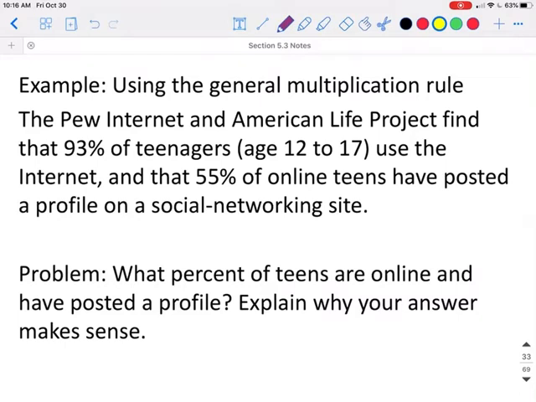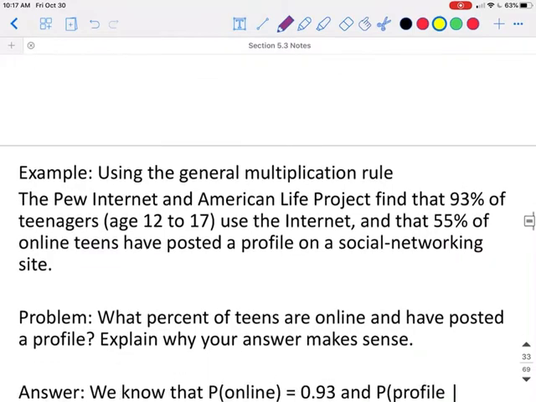So the Pew Internet and American Life Project finds that 93% of teenagers who are ages 12 to 17 use the internet, and that 55% of online teens have posted a profile on a social networking site. What percent of teens are online and have posted a profile? Explain why this answer makes sense.